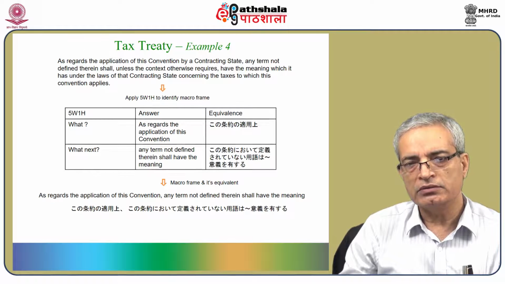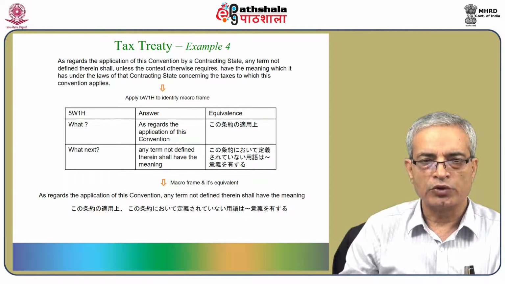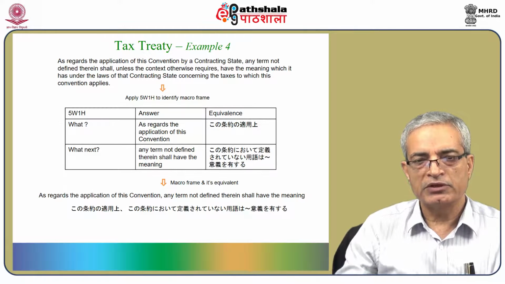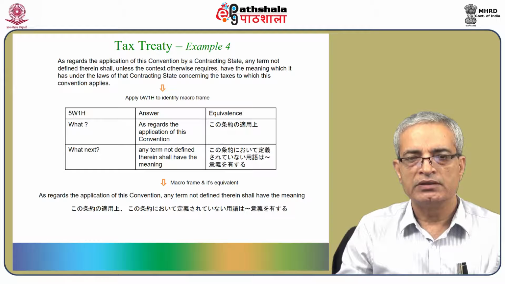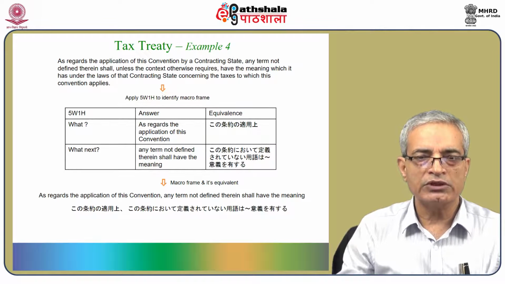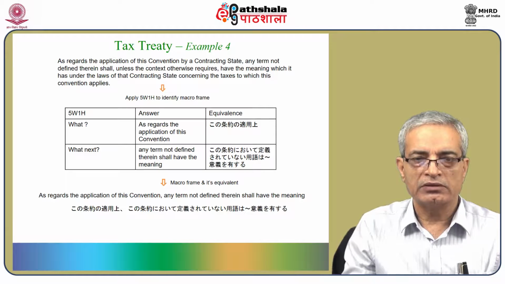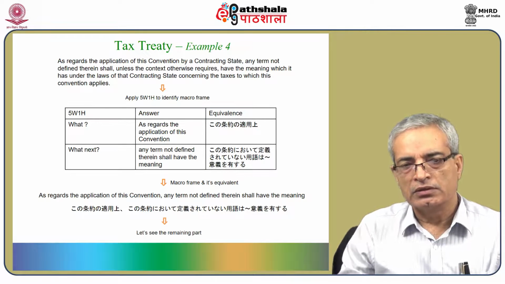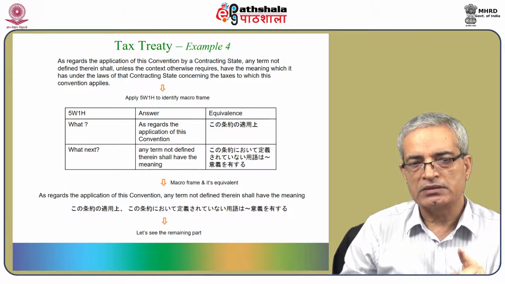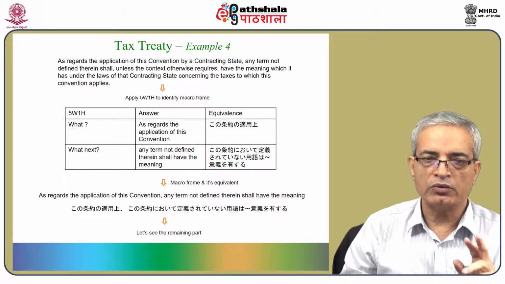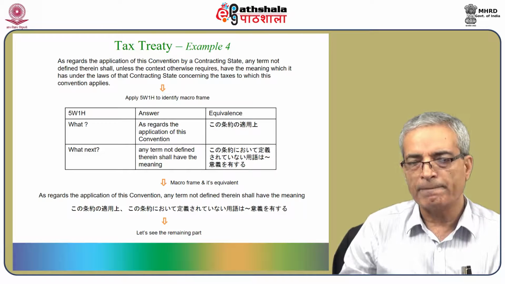So kono jo ya kuno tekio jo. Okay, what next? Any term not defined therein. Therein means inside. Any term not defined therein shall have the meaning. So kono jo ya kuni oite tegi sarete ina yogo wa something imyo yusuru. So as regards this, the application of this convention, any term not defined, this whole thing comes as kono jo ya kuno tekio jo, kono jo ya kuni oite tegi sarete ina yogo wa something imyo yusuru.